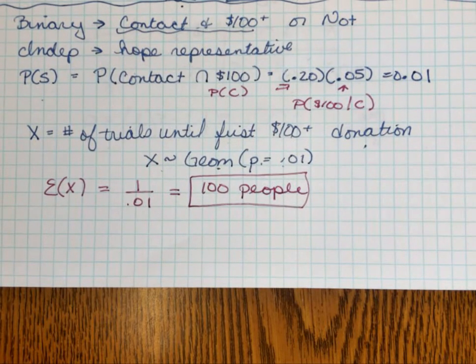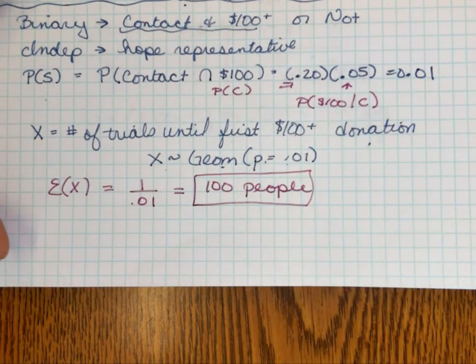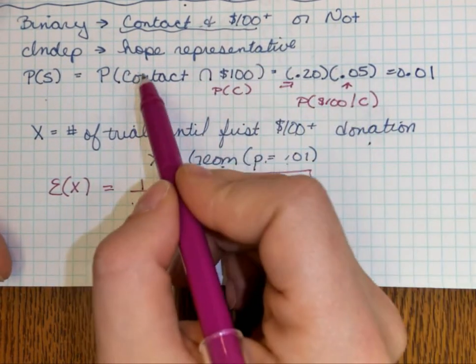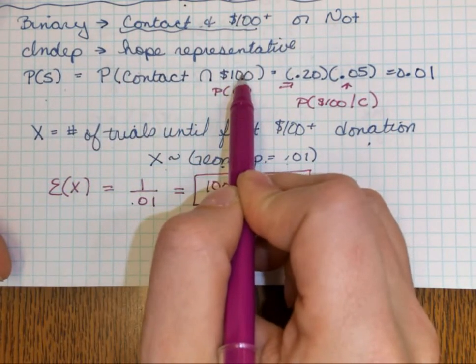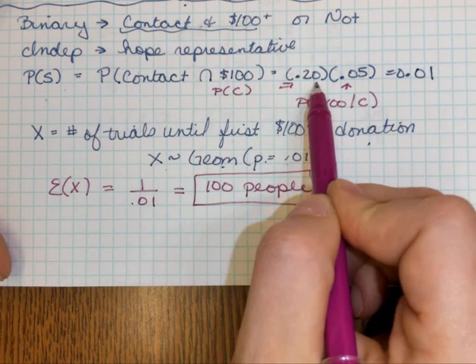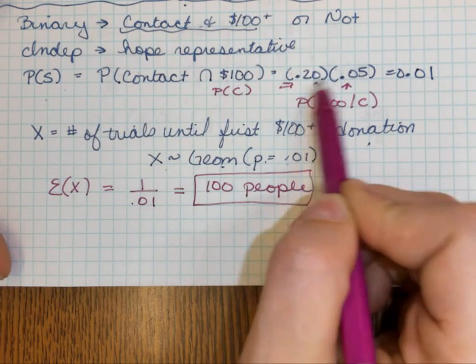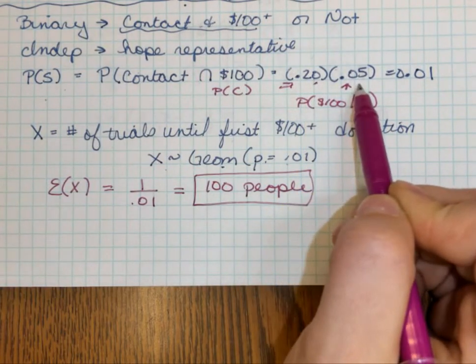Does that make sense? Because we could say contact, but it's not just the people who answer the phones, it's everybody that I have to dial. And it's not just the people who answer the phone that I'm worried about, it's those who actually paid $100 or more. Why is it 0.01 and not 0.05? Because when we look up here, my probability of success is contact and get that $100. So it's the probability of contact, 0.2, times the probability of getting the $100 knowing that you were able to contact them.